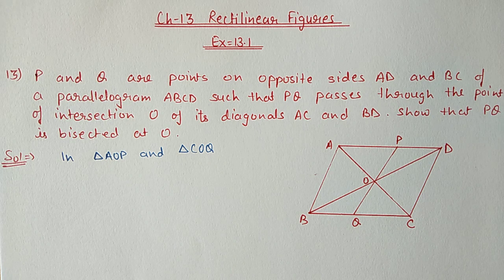P and Q are points on opposite sides AD and BC of a parallelogram ABCD such that PQ passes through the point of intersection O of its diagonals AC and BD. Show that PQ is bisected at O.